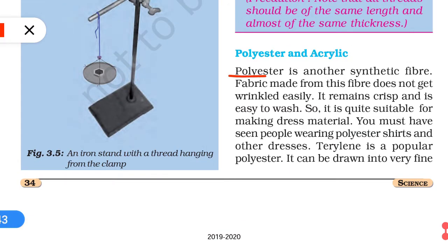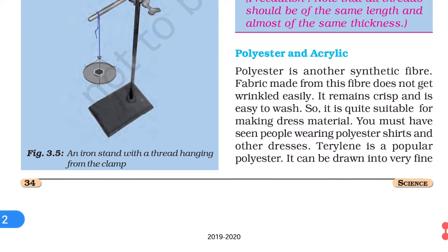Okay, so what is polyester? Actually, polyester is a fully synthetic man-made fiber. And what are the properties? The fabrics made up of polyester do not wrinkle easily, and they remain crisp and easy to wash. So that's why it is very much suitable for making dress materials. You must have seen people wearing shirts and dresses of polyester.